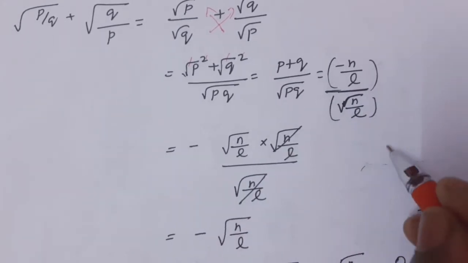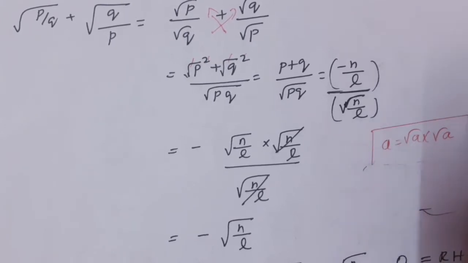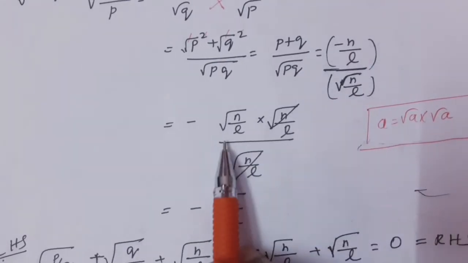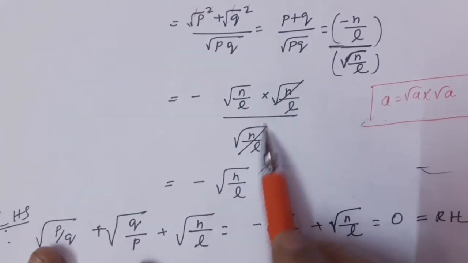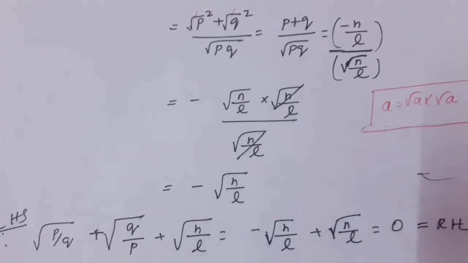The N by L is rewritten as root N by L into root N by L. For example, A is rewritten as root A into root A. Similarly, x is rewritten as root x into root x. Therefore, N by L is rewritten as root N by L into root N by L. So, one root N by L in the denominator and numerator cancelled. Balance was minus root N by L.